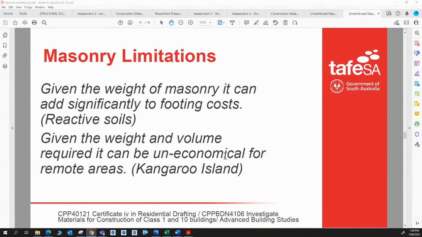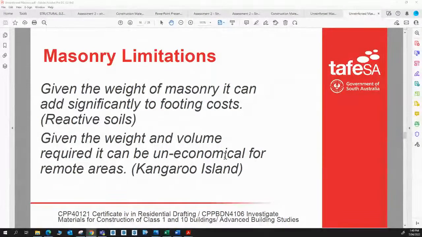But they can't be rust prone. Basically, that's the thing. Some of the limitations of masonry. Given the weight of masonry, it can add significantly to footing costs. It's not unheard of to have 20 tons or so of brickwork, or pallets of bricks, delivered, and all of that gets imposed on your footings.